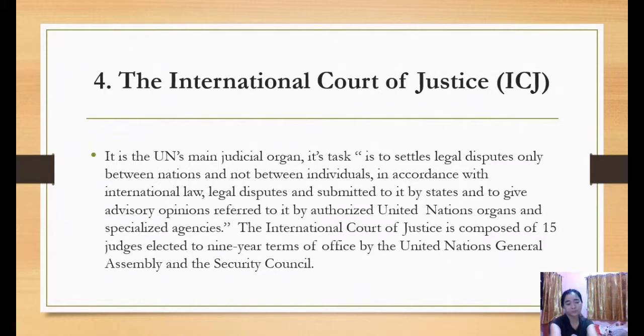So, in order to ensure a measure of continuity, one-third of the court is elected every 3 years. And judges are eligible for re-election. Should a judge die or resign during his or her term of office, a special election is held as soon as possible to choose a judge to fill the unexpired part of the term.